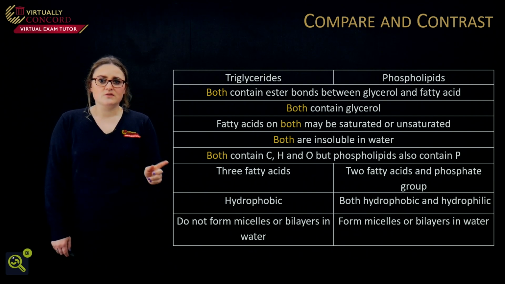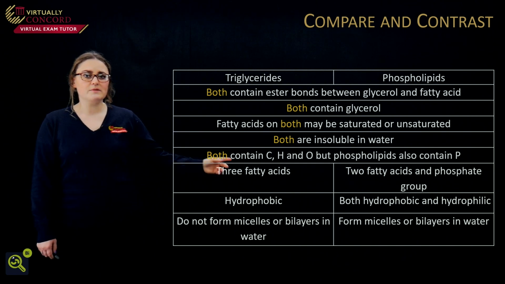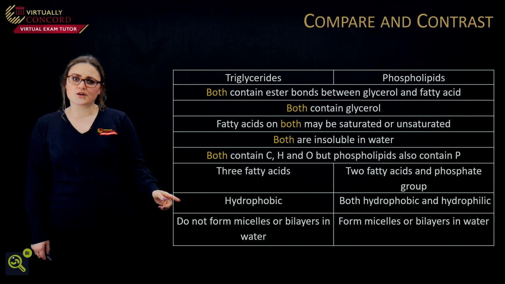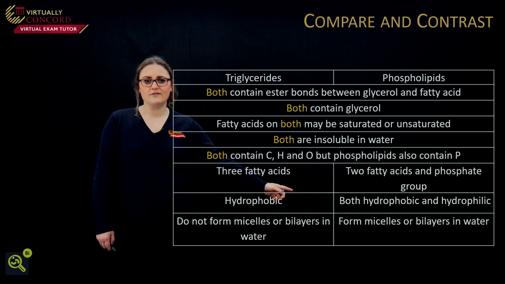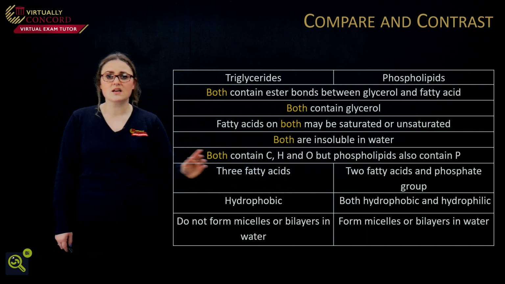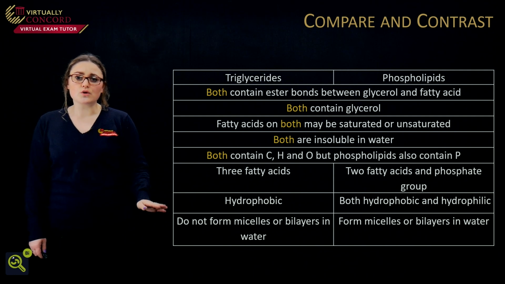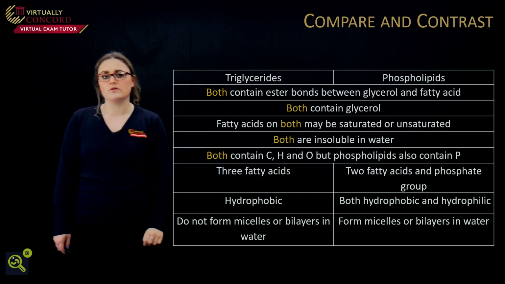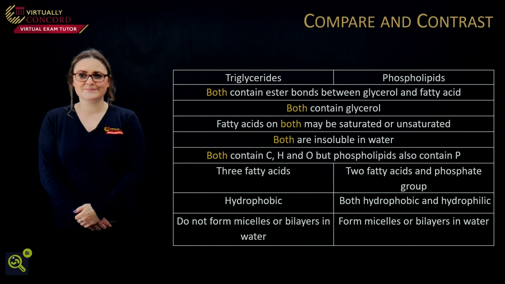So in our triglycerides we have 3 fatty acids, whereas in phospholipids we have 2 fatty acids and a phosphate group. Our triglycerides are entirely hydrophobic, whereas our phospholipids have hydrophobic and hydrophilic regions. Therefore our triglycerides don't form micelles or bilayers in water, whereas our phospholipids do form micelles and bilayers in water.